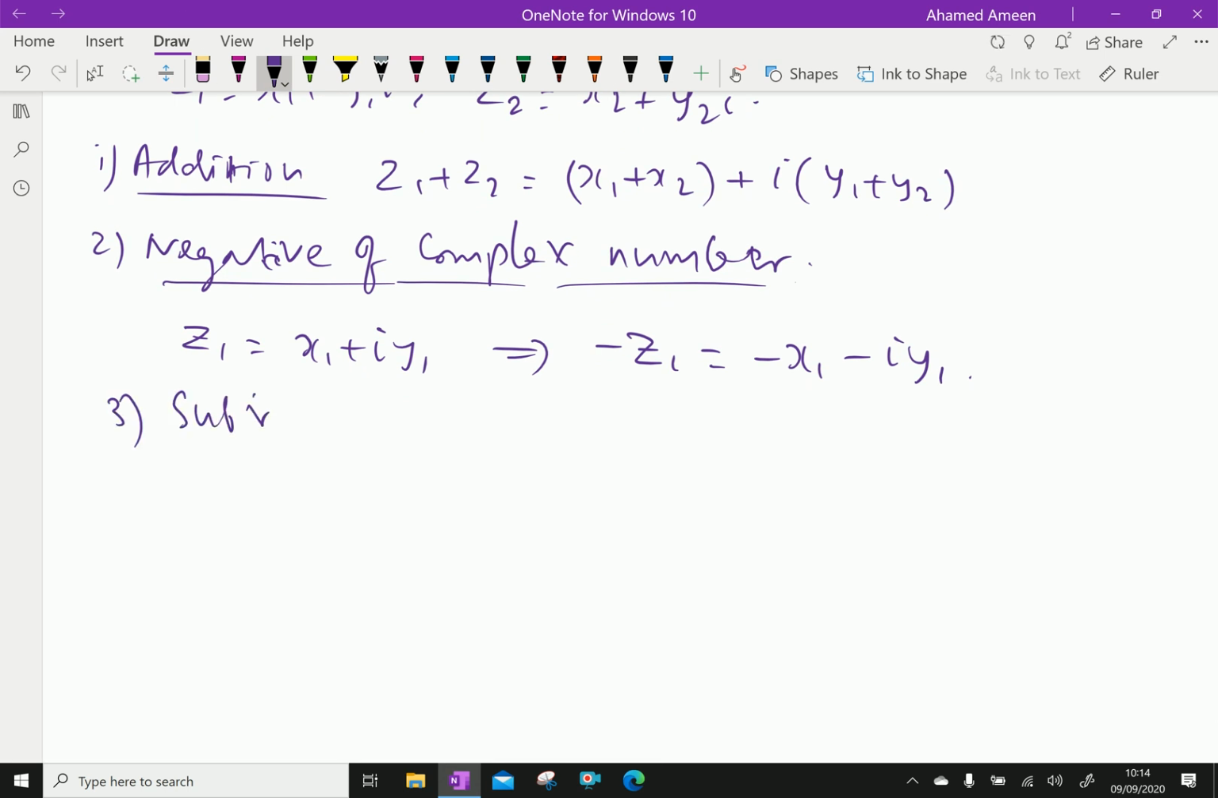Subtraction. Here Z1 minus Z2 equals real part of first minus second, that is x1 minus x2, plus imaginary part subtraction, that is y1 minus y2.